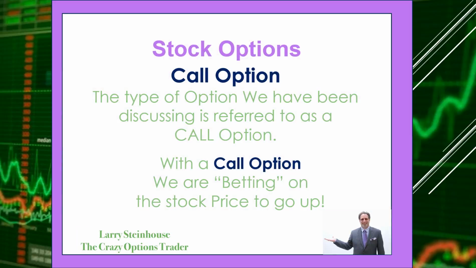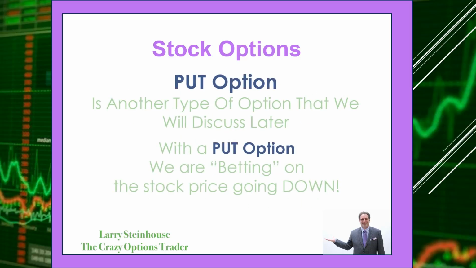All right. The type of options that we've been discussing is called a call option. With a call option, we are betting on the stock price to go up, or the house price to go up, or whatever it was that you're buying a call option on, you're betting on the price to go up. Okay? There is something called a put option. It's another type of option, and I don't really want to discuss it in this webinar. We're going to discuss it in the next one, but we're betting on the stock price to go down. But be aware of the fact that there are call options and put options. Call options are going up, put options are going down.